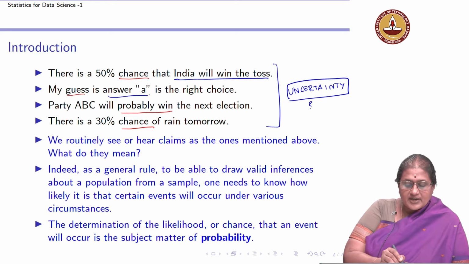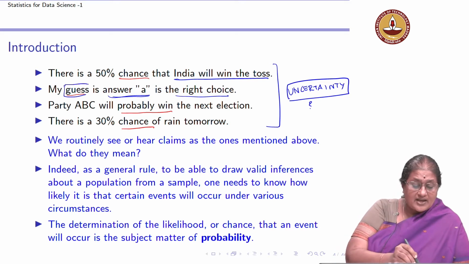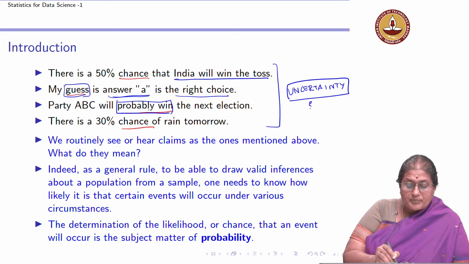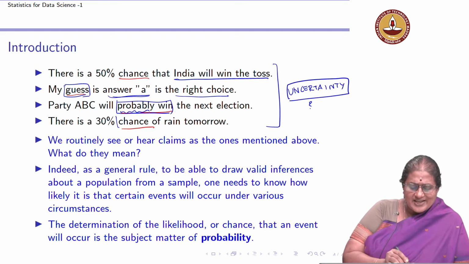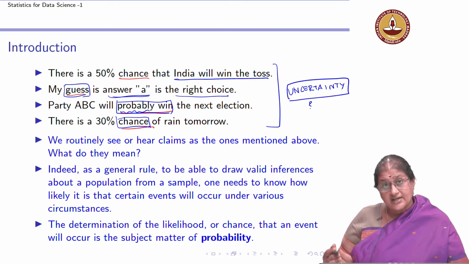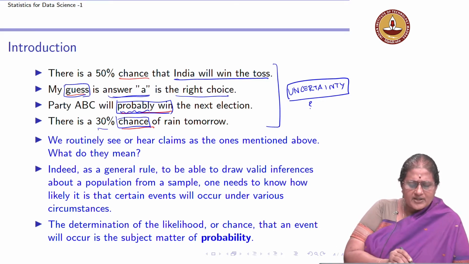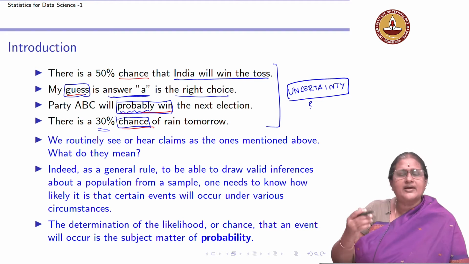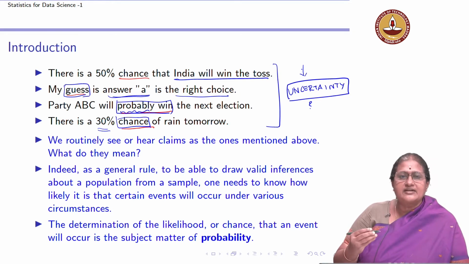I am not confident that answer A is the right choice. I am guessing. Whenever I guess, I am not certain. The uncertainty element is there. Similarly, we are not sure, we are not certain that party ABC will win the next election. It would probably win the next election. Similarly, I am just saying that there could be a chance of rain. Am I certain it would rain tomorrow? The answer is no. I am just saying there could be a chance of rain, and I am quantifying that chance with a 30% chance. So, you routinely keep hearing claims of this kind where we are addressing this element of uncertainty.